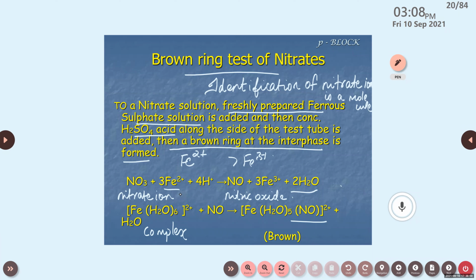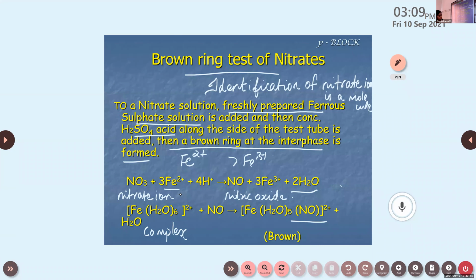Yes. Diya, can you please read the brown ring test of nitrates? To a nitrate solution, freshly prepared ferrous sulfate solution is added, and then concentrated H2SO4 along the side of the test tube is added. Then a brown ring at the interface is formed. Yes. Then the reaction: NO3- plus 3Fe2+ plus 4H+ gives NO. Nitrate ion is converted to nitric oxide due to the presence of Fe2+ because it's a strong reducing agent. So it reduces the nitrate ion to nitric oxide, and Fe2+ is converted to Fe3+.